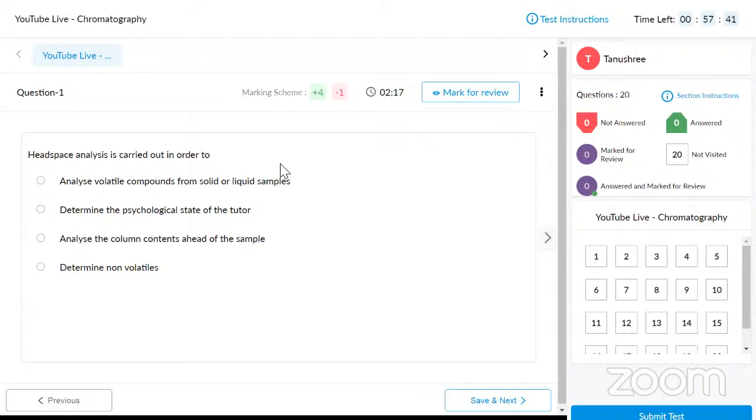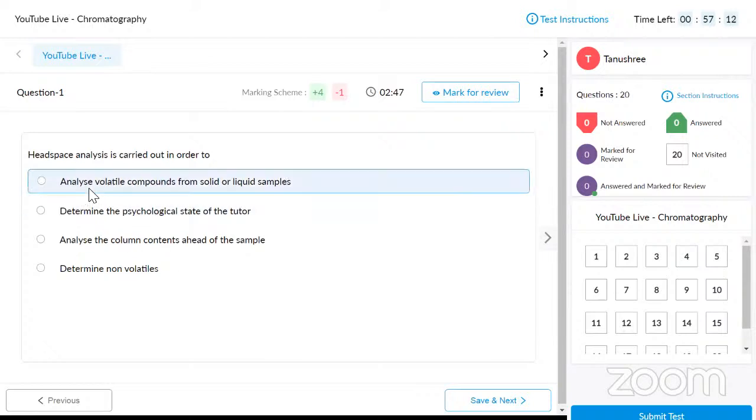gas chromatography system. So in headspace analysis, the space above the head, where the vapors of your volatile compounds are saturated, those vapors can be injected directly into the system and we can analyze using the gas chromatography technique. Because the sample is in the form of a gas, it is easily analyzed as it is separated from the column and it can give you the results. So option A is your possible answer.